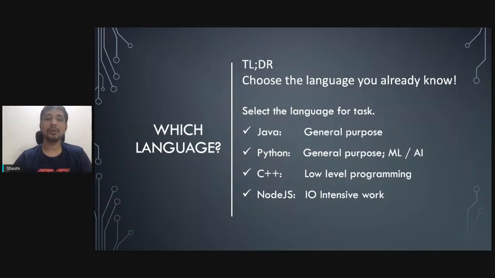If most of the contributors on your project are going to be familiar with Python because they are using Python for ML and AI, in that case, it makes sense to go with Python for the rest of the needs also, right?